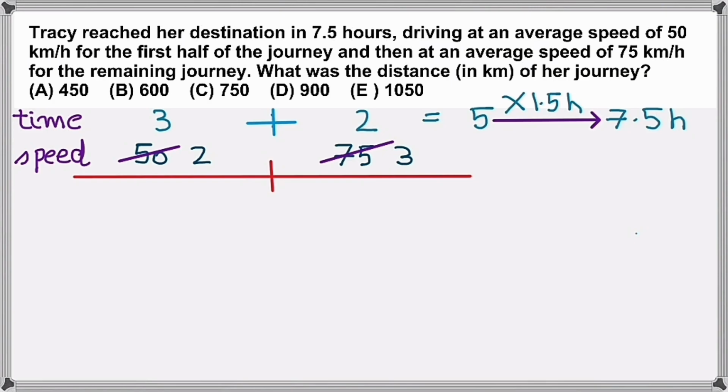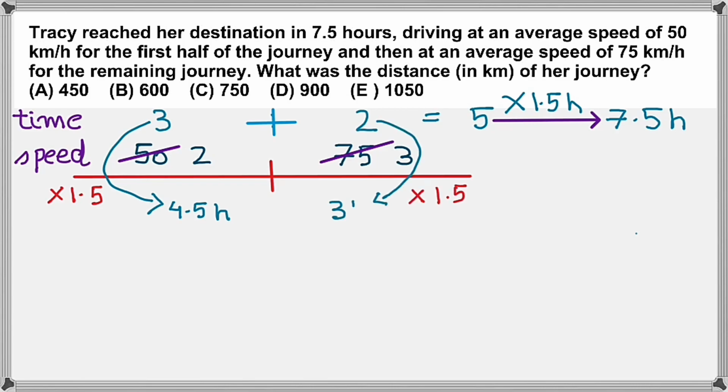Now that we have the multiplier, we can find the time taken to cover each part of the journey. So now that we know values of speed and time for both the parts of the journey, we can find the length or distance of the two and add them to get the total distance.